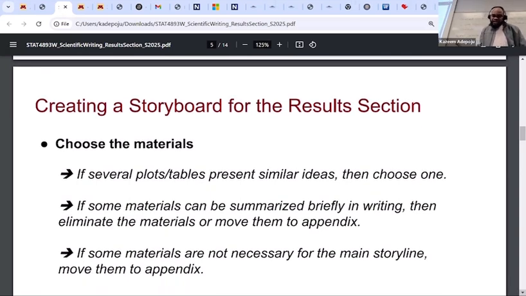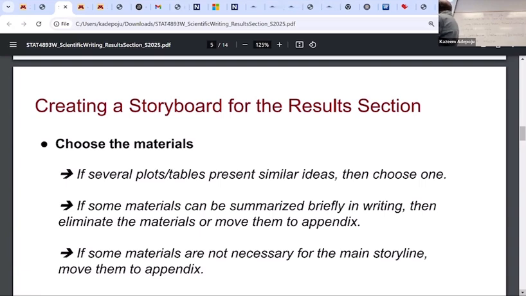And when you're creating a story for the results section, when you choose the material, you could have several tables with similar ideas. I will advise that you choose just one because of repetition. We don't want a situation whereby the reader is going to get bored. So if you have produced several tables and they present the same ideas, I will advise that you choose one or two.